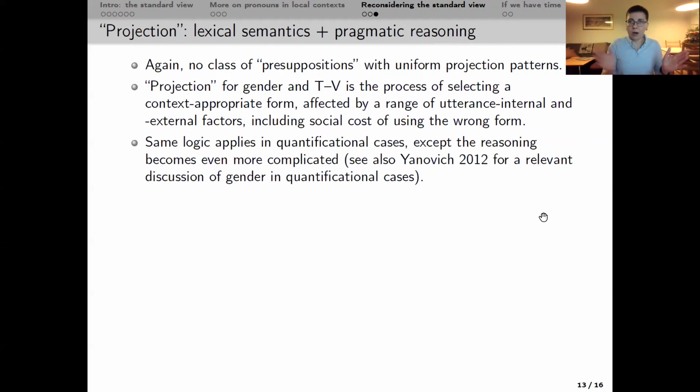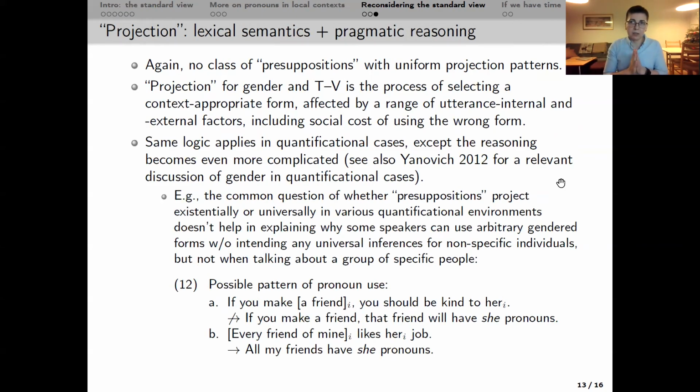And the same logic will apply to quantificational cases as well, except the reasoning will become slightly more complicated because now you have to reason about a group of individuals rather than just one. I do want to very briefly discuss one relevant example of gender in quantificational contexts. Not everyone, obviously, but some people have this pattern where they can use arbitrary gendered forms when they're talking about non-specific individuals in quantificational contexts without intending any universal inferences. But they cannot do the same thing when they're talking about a group of specific people. So they can say something like, if you make a friend, you should be kind to her, without intending for there to be an inference that if you make a friend, that friend will necessarily have she pronouns.